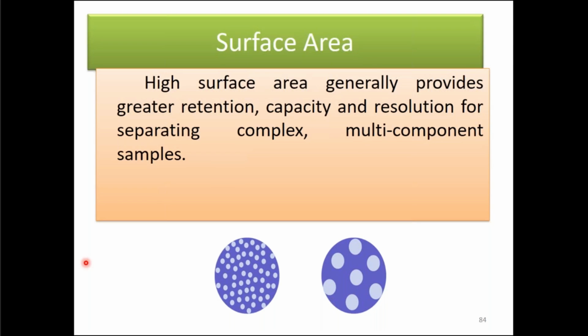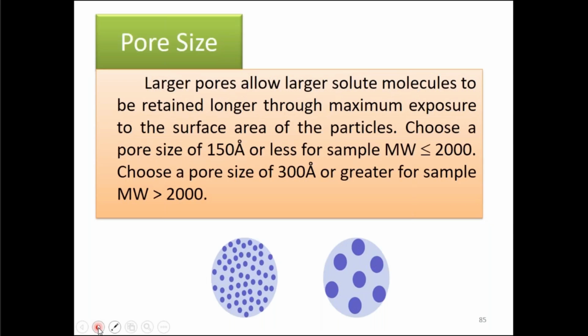So you will need a larger amount of stationary phase, you will need longer columns, and you will need longer analysis time. These are all not desirable features. So our aim would always be to increase the surface area, which can be done by having smaller particle size. So the next parameter is pore size.